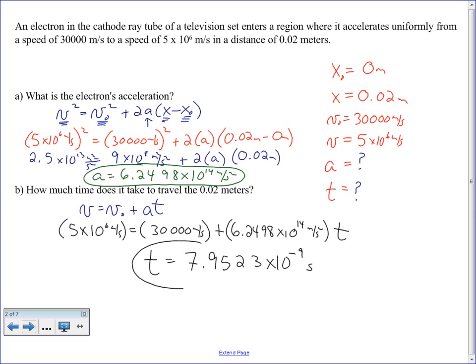This is 7.9 nanoseconds. Again, it's an extremely short time, so we should always check to see, does this make sense? If we have an electron and it's traveling 2 centimeters, so not a very large distance, and it's traveling at 5 million meters per second at the end. So again, it's going from 30,000 to 5 million meters per second, so it's moving extremely quickly. It's going to travel the 0.02 meters in a very short period of time. So again, this answer does seem like it might make sense.